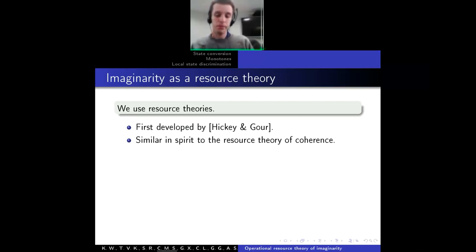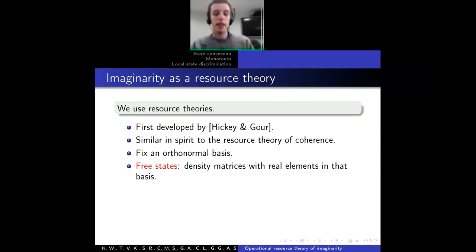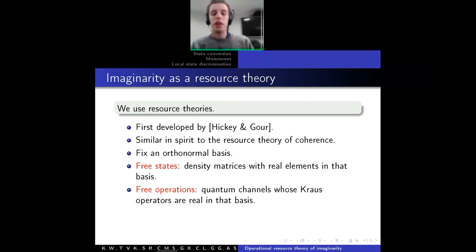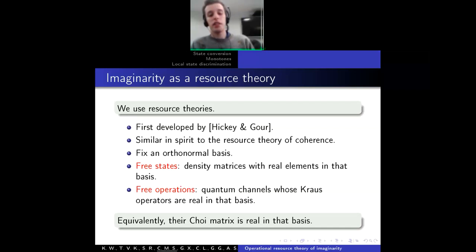The idea behind it is that it's very similar to what happens when we are dealing with coherence. In coherence, we know there is a preferred basis, and even here we have a preferred basis. But instead of considering states that are diagonal in that basis as free states, we say that free states are those density matrices that are real in that fixed basis. And contextually, free operations are those quantum channels, or later on I'll also talk about more general quantum operations, where their Krauss operators are real in that basis. And if you don't like Krauss operators because they are somehow arbitrary, we can use something like the Choi matrix. So the Choi matrix of these channels is real.